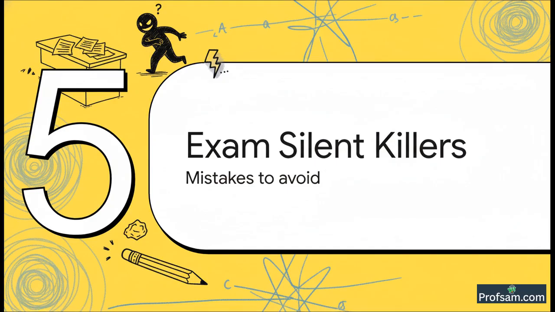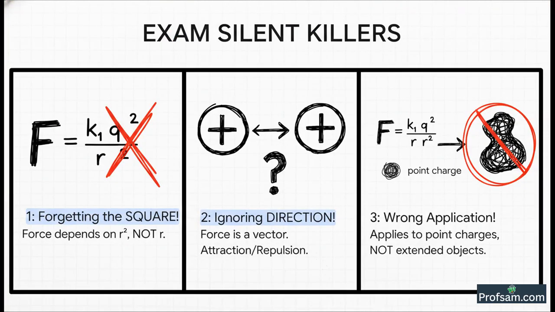Okay, now for a very special section that I prepared for you. I call these the exam silent killers. These are the small, silly mistakes that can cost you marks without you even realizing it. So listen very carefully. Okay, silent killer number 1 is forgetting the square on the R. So many students, in a hurry, just write R in the denominator instead of R squared.